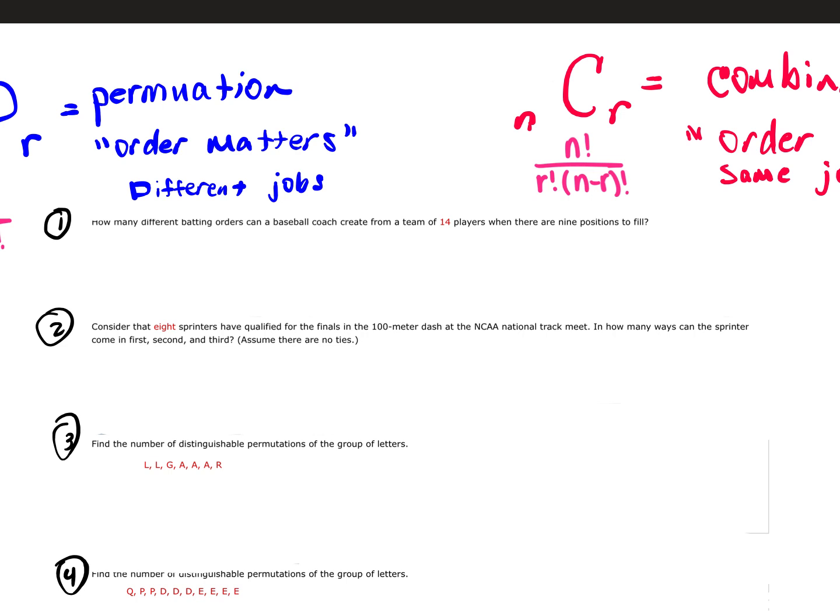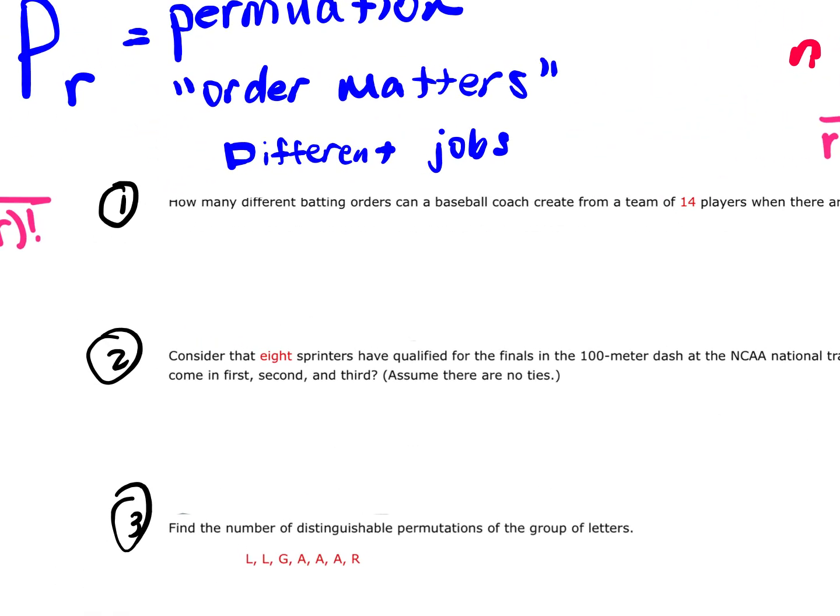So with the first question, it asks us, how many different batting orders can a baseball coach create from a team of 14 players when there are 9 positions to fill? You can do this one of 2 ways. You can use your permutation, or you can use a set of blanks with 9 positions and the amount of players that you are choosing from for each. With this one, the order matters because you're not putting the person who already went back into the group. So like I said, we could do this 2 different ways.